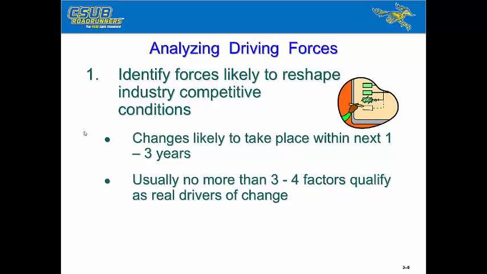So you're looking for things that are likely to reshape the conditions of competition in the industry. These are things that are likely to take place within the next 1 to 3 years, and you don't want to look at 10 different driving forces. You don't want to look at one. You're looking for maybe 3 or 4 that are really the key factors influencing the near future of an industry.